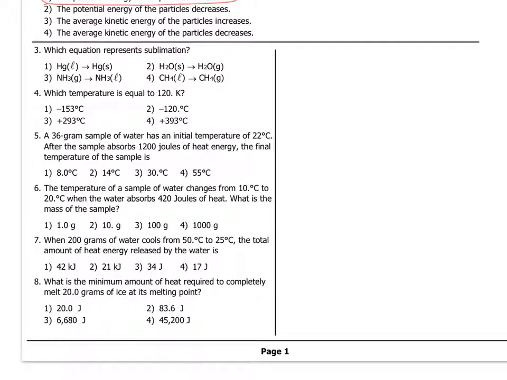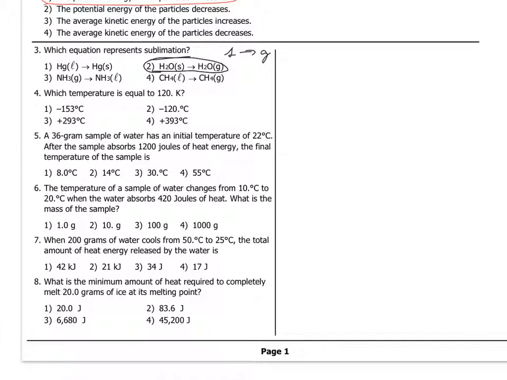All right, so in number 3, they're asking us to identify the phase change that represents sublimation. And sublimation is when you go straight from the solid form of a substance to the gas form, skipping the liquid phase. So of the choices that I can see, choice 2 matches that definition.